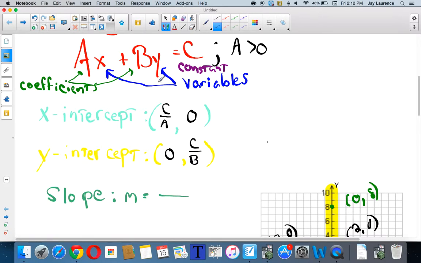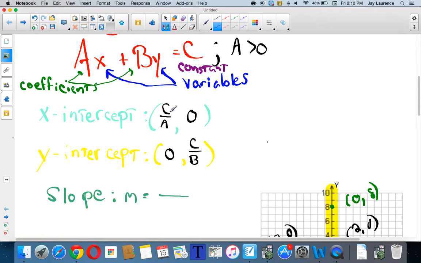Now on the back, I would have ax plus by equals c. A's got to be greater than 0. And I'd mark that a and b are coefficients, x and y are the variables, c is the constant. But then I would have another standard form flashcard and would say the x-intercept from standard form.